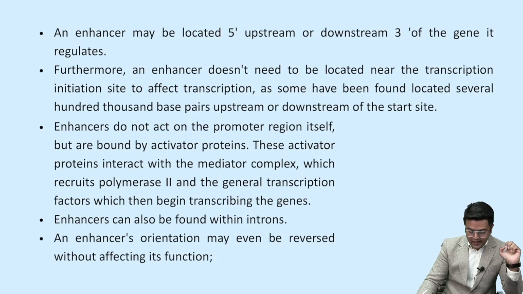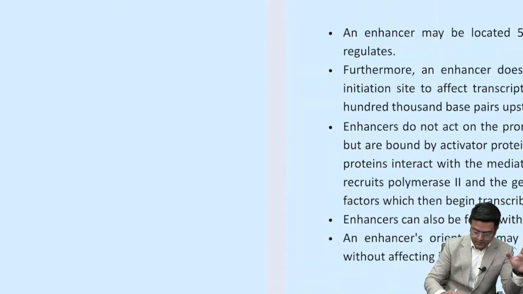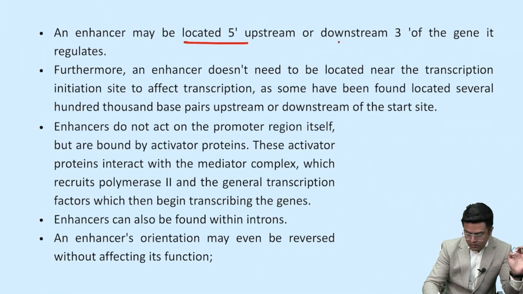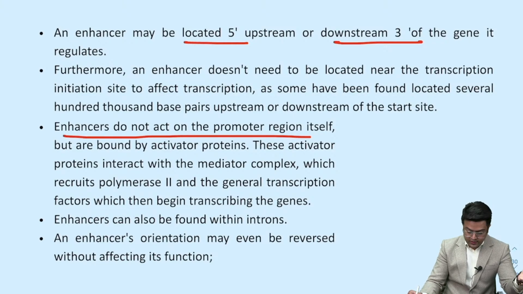Okay, so enhancer, guys, now let's write few more points. Enhancer may be located 5' upstream or downstream of the gene it regulates. Okay, fine. So it may be present anywhere, right? Enhancer doesn't need to be present at the site which is close to the promoters, right? Enhancer does not act on the promoter itself, that we all know, right? Mediators are present. Enhancer may be found in introns and also in the exons, right?